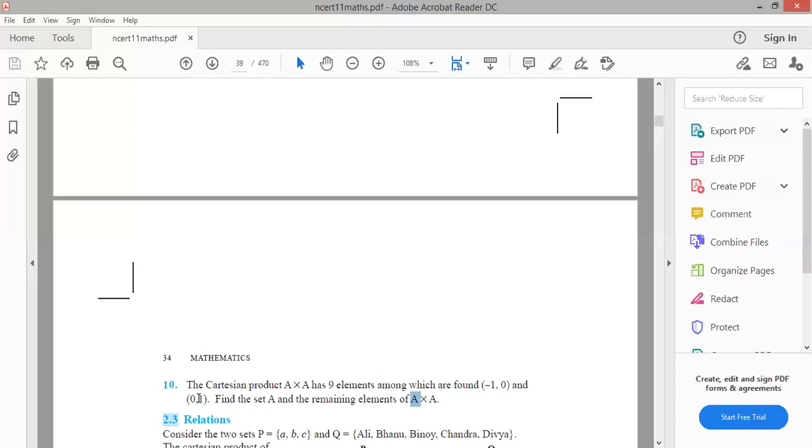So this completes this exercise. I hope you have got this.